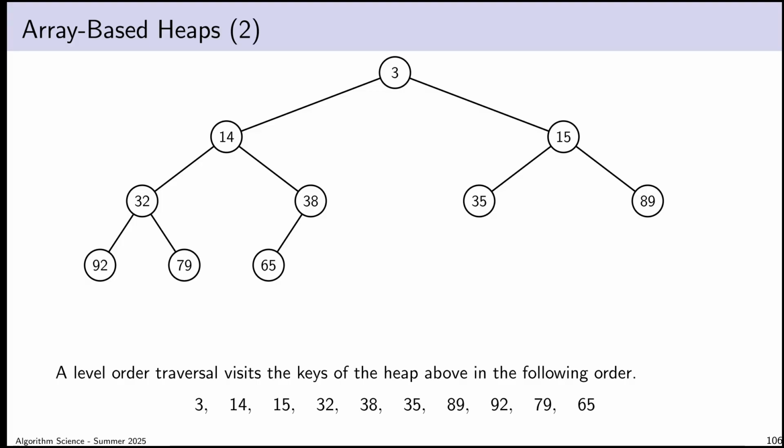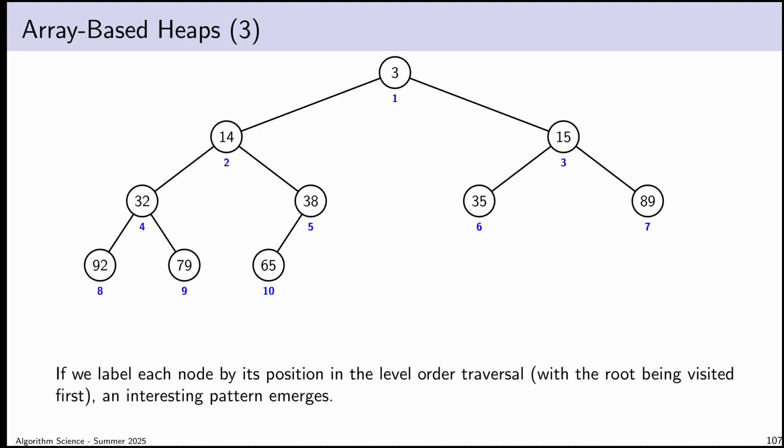Now, I want to number my nodes based on where they appear in my traversal. So, of course, I saw 3 first, then 14, then 15. I'm going to start my numbering at 1 because I'm just numbering when I saw something. I saw 3 first. And then I saw 32, and then I saw 38. Okay, so you get the idea. I'll switch to the typeset numbering. There we go. And now I want to observe that a very interesting pattern is apparent here.